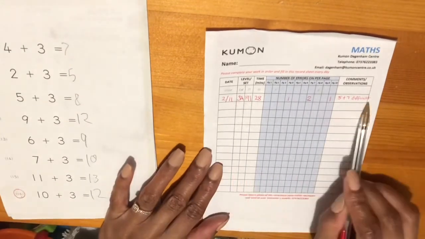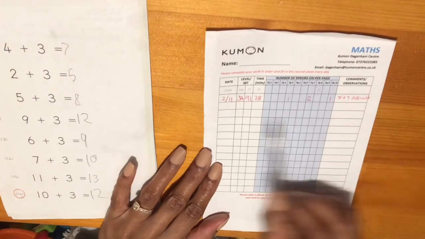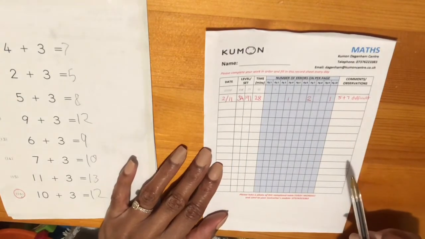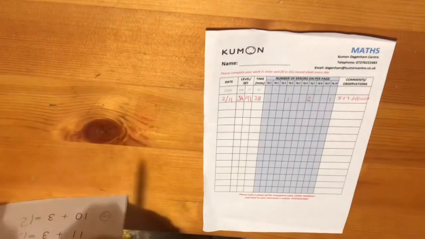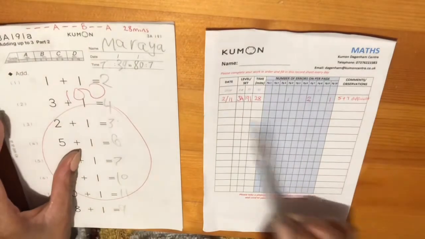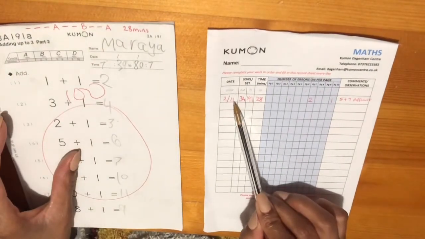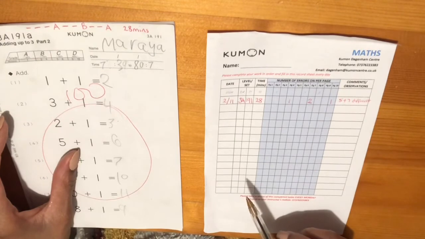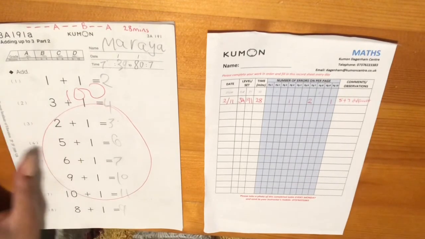So every single day, just that one line to be completed with how your child got on with their booklet, which booklet they completed, what day they completed it, and the number of errors, and that's it. I hope that's been helpful.